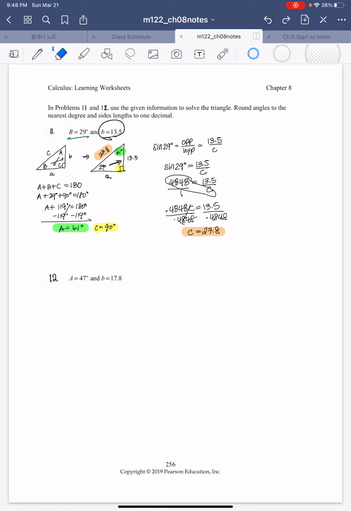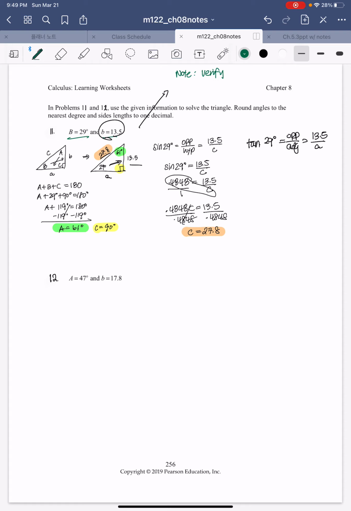So you will have opposite over adjacent. If you set opposite over adjacent, then I'm going to use the tangent function. So tangent of 29 degrees will give me opposite over adjacent, so it will be 13.5 over adjacent A. You can use 61 or you can use cosine of 29 degrees and use 13.5 and 27.8. You're going to get the same answer. So you can verify, check. Okay, so let me make a quick note. Verify.